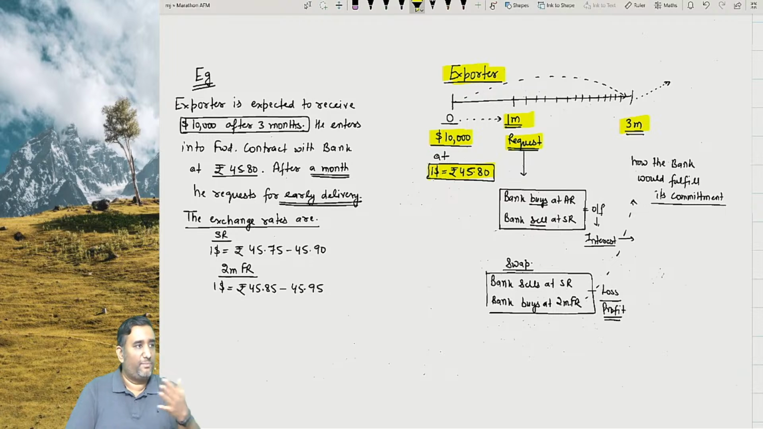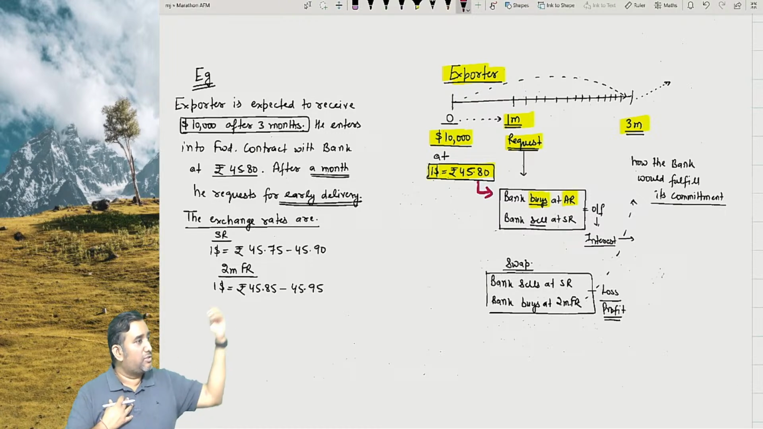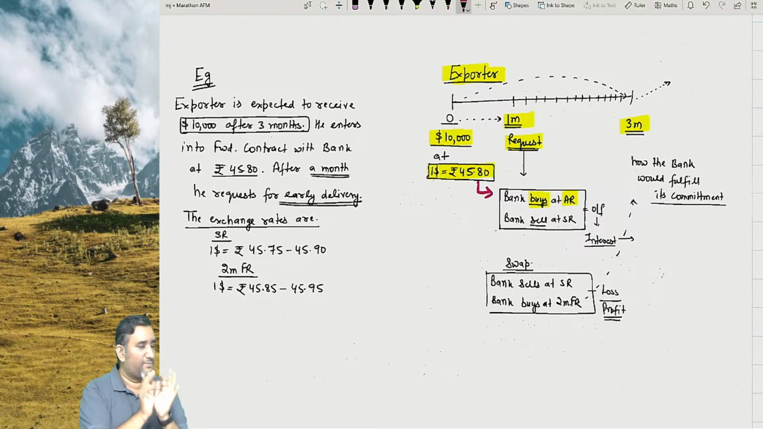Your agreement was to sell, so what will the bank do? Buy. At what rate will the bank buy? The agreed rate. What was the agreed rate here? 45.80. Now actually understand from my perspective. You are the customer. You were supposed to receive dollars after how many months originally? 3 months. You said you will sell to me. You know what I did? I also did the agreement to sell in the interbank market, and I would have made some margin out of it. Now you came after 1 month.